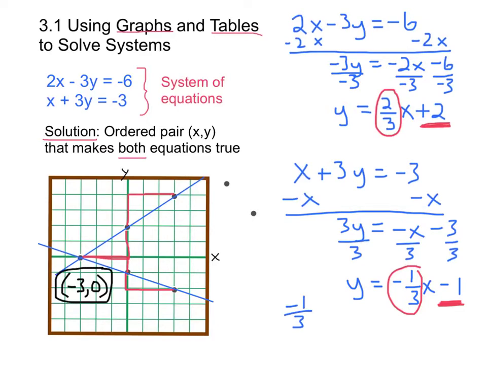Now if you want, you can substitute -3 in for x and 0 in for y in each one of the two original equations, and they both should come out to be true statements. And they do, so it does check.